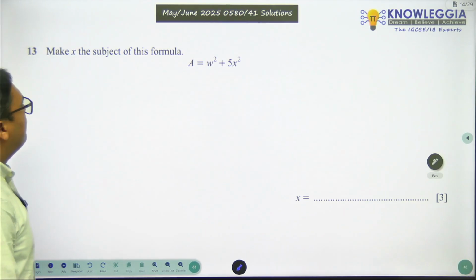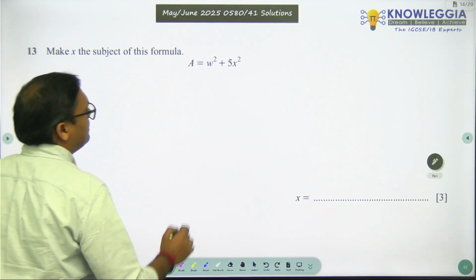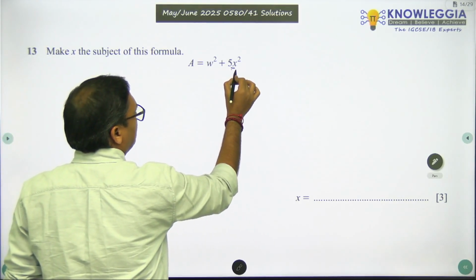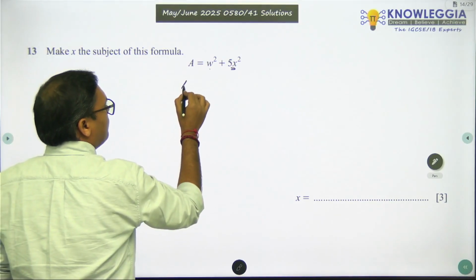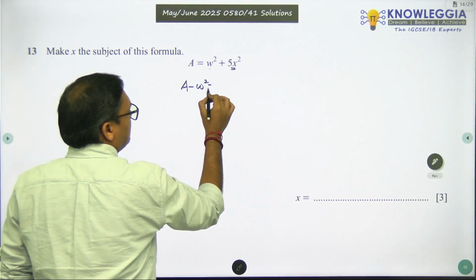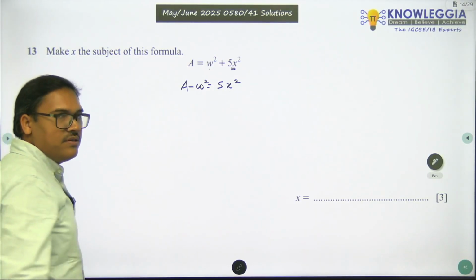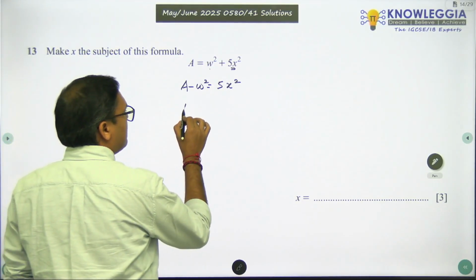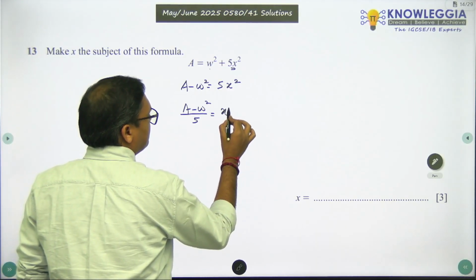Next one, make x the subject. So this is again straightforward. I want to make x the subject. So I'll remove this w square, subtract w square from both sides. This is a minus w square equal to 5x square. I want to remove this 5, so divide by 5 on both sides. This is a minus w square divided by 5 equal to x square.